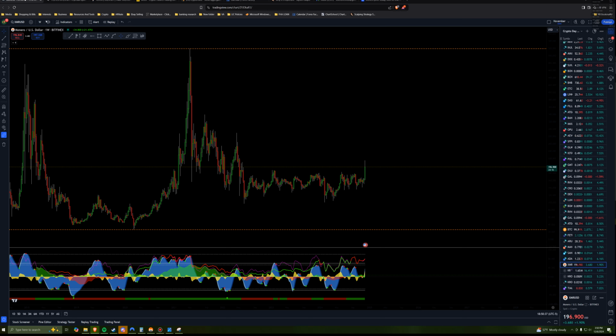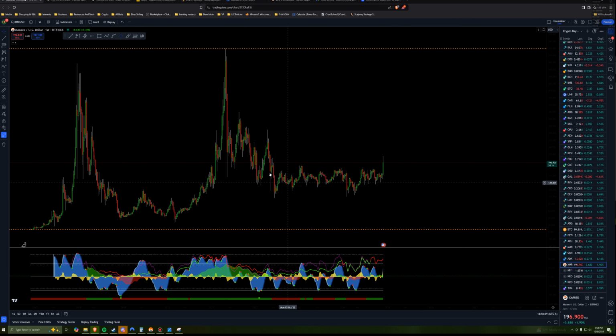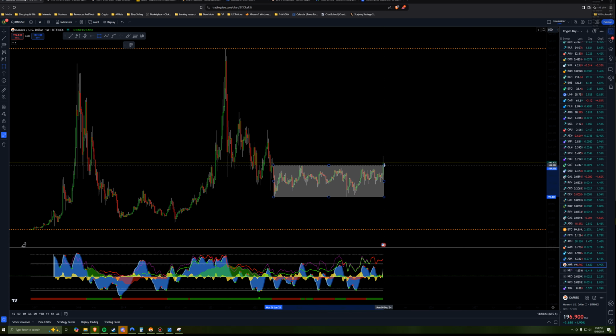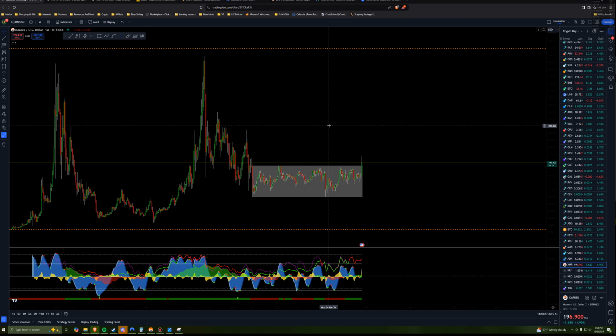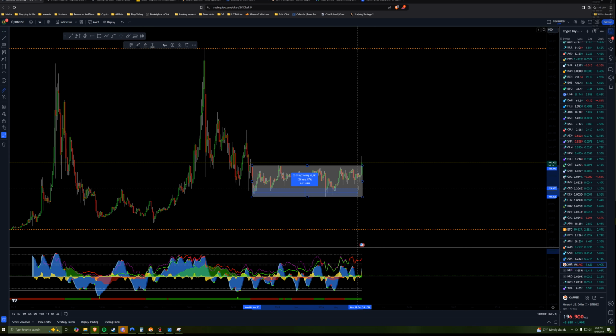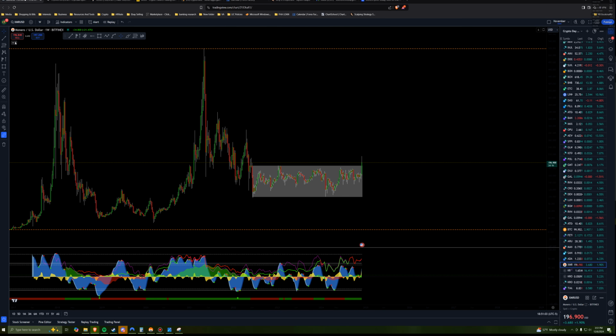So this is one to get ready for. We've been ranging, look at this range. We're finally breaking out. How long is that? Been in this range for 900 days. 900. This thing is getting ready to launch. I'm very, very bullish on this project.